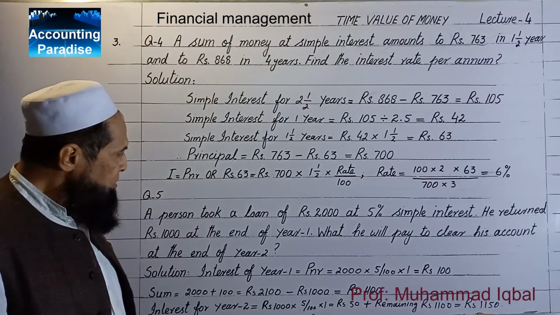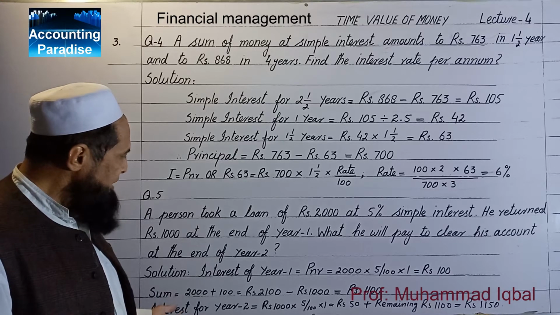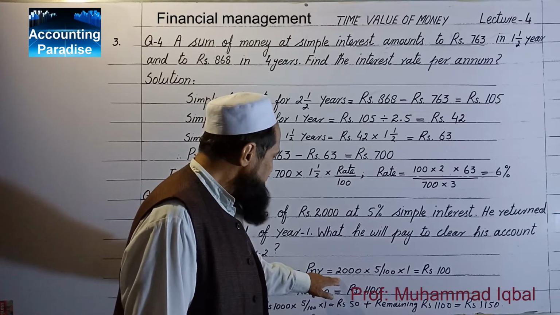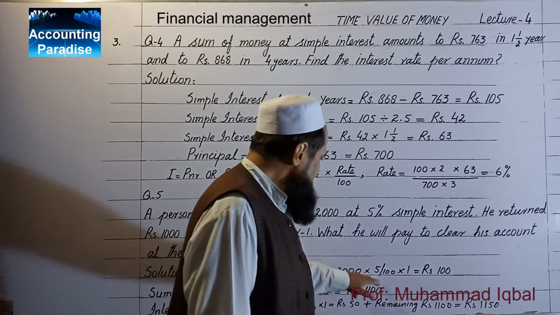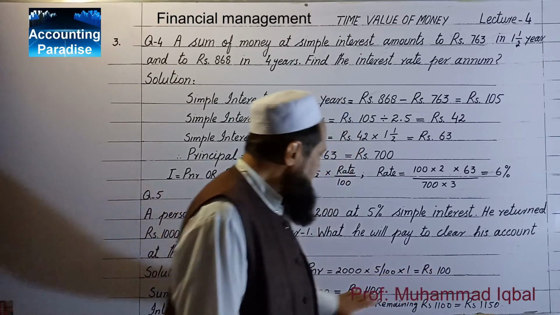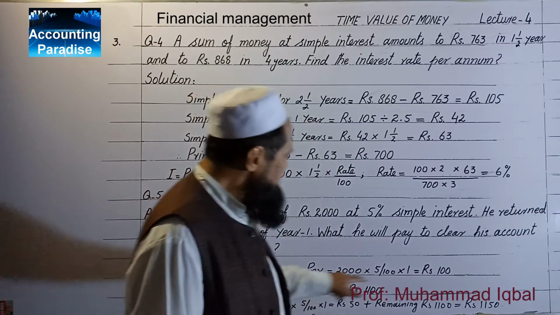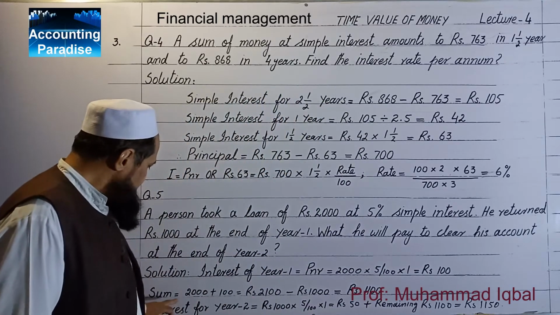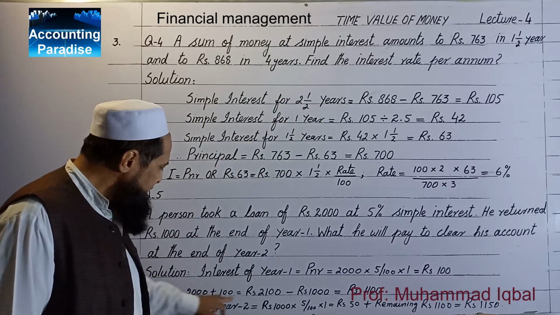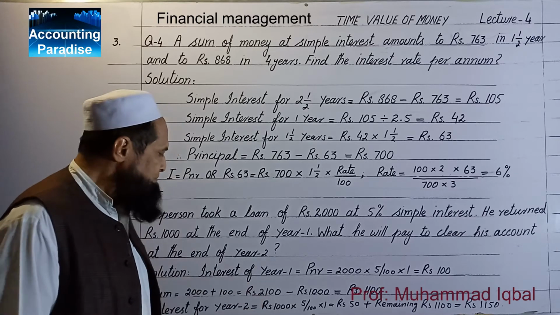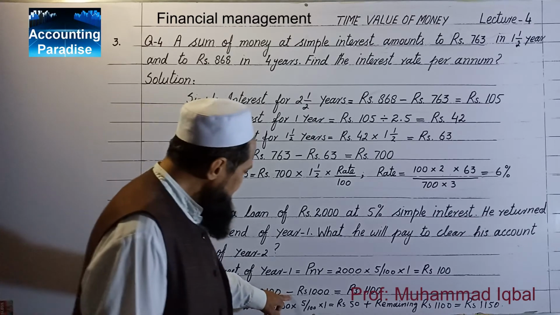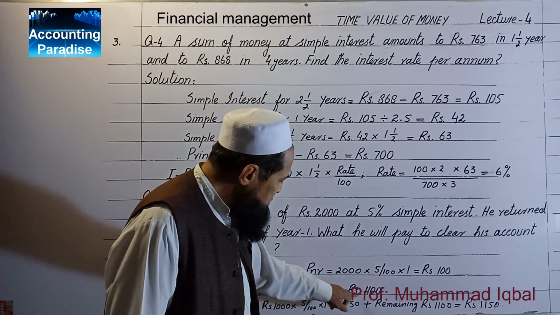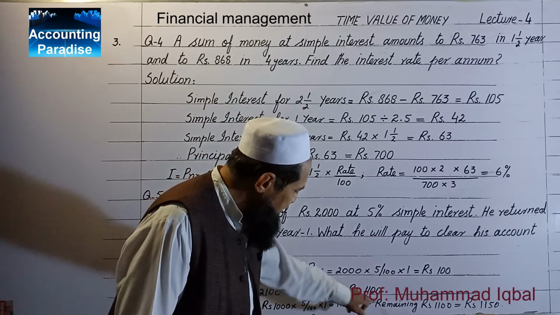Now we know that simple interest can be calculated by I is equal to PNR. P is equal to 2000 into 5% into 1 year. For the first year, the interest will be rupees 100. And 2000 plus 100, it becomes 2100. Minus what he repays after 1 year, 1000. Now the remaining amount is rupees 1100.